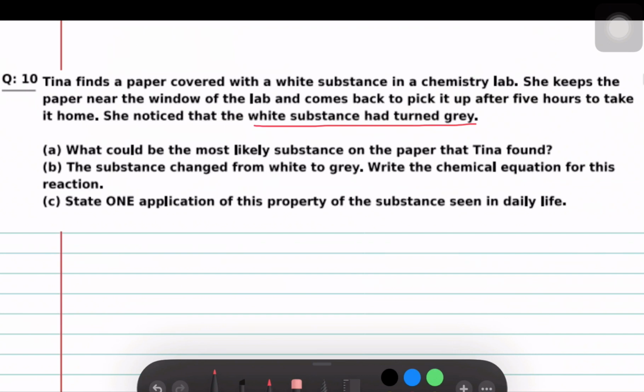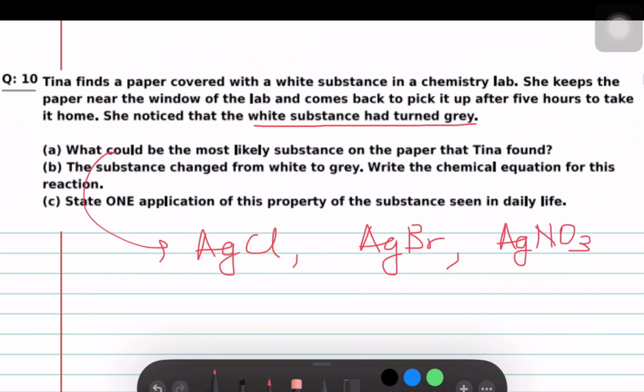Let's see what are the questions. What could be the most likely substance on the paper that Tina found? Like I said, it has to be a silver salt. So you can write silver chloride or silver bromide or even silver nitrate. Okay, they are silver salts, they are photosensitive, they decompose upon reaction with sunlight, and they decompose into silver and the other substance. The substance changed from white to gray.